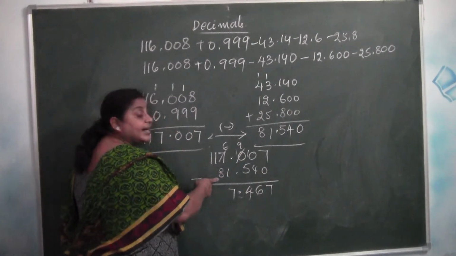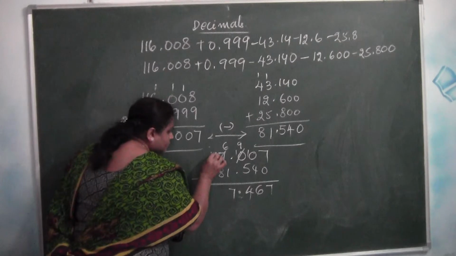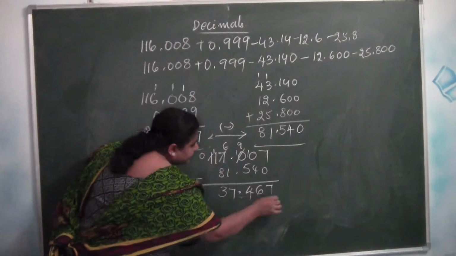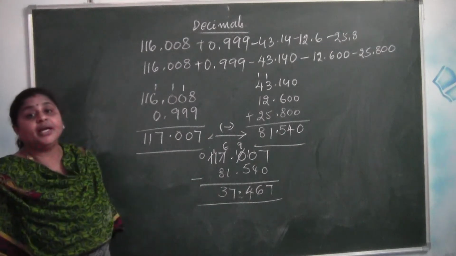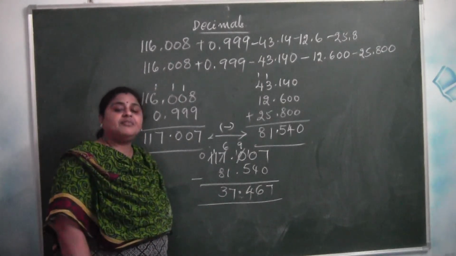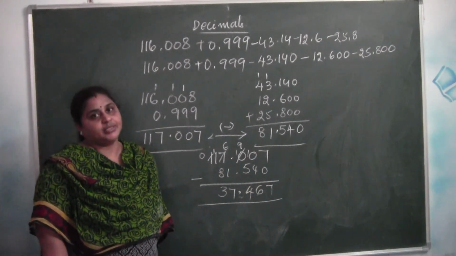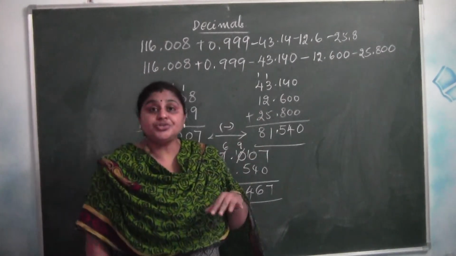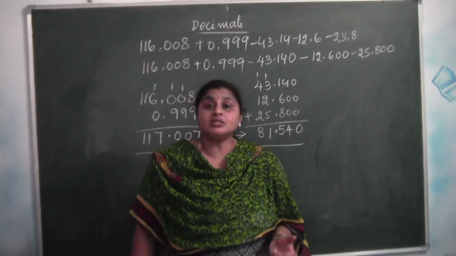From 1, can I take 8? No. So 1 changes to 0, 11. 11 minus 8, 3. So 37.467 is the final answer. Got it, children? This is how you do addition and subtraction of decimals together.